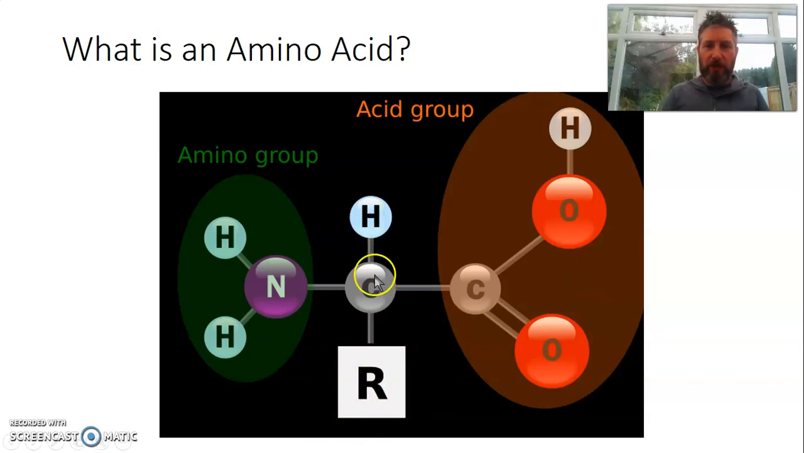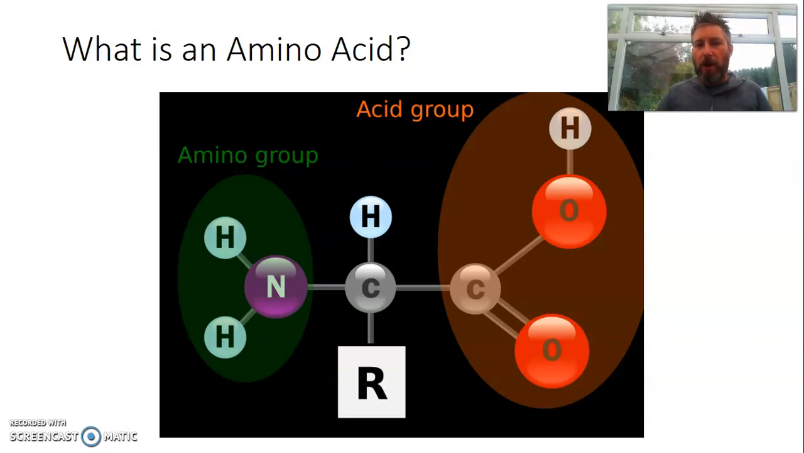You've got a CH, you've got the amino group at one end, you've got the acid group at the other, but you've got an R group down here. Now R just means alkyl, it means some sort of carbon-based group. The significance of the different amino acids is the R group changes. So all of the amino acids we're going to look at are just going to have a different R group on them. The rest is exactly the same.